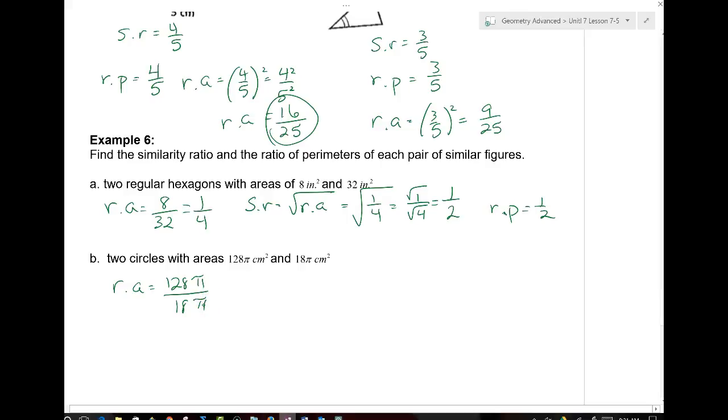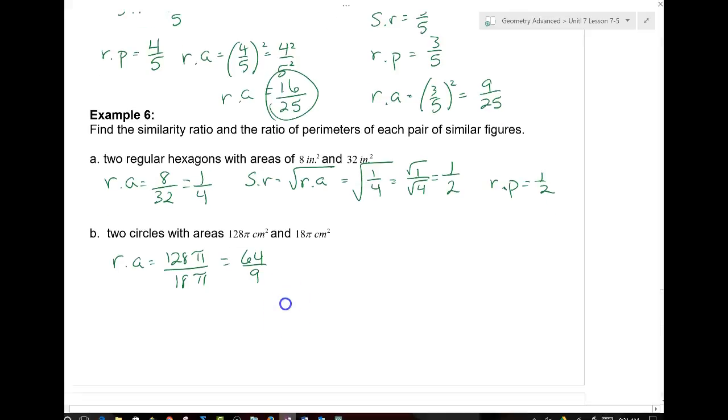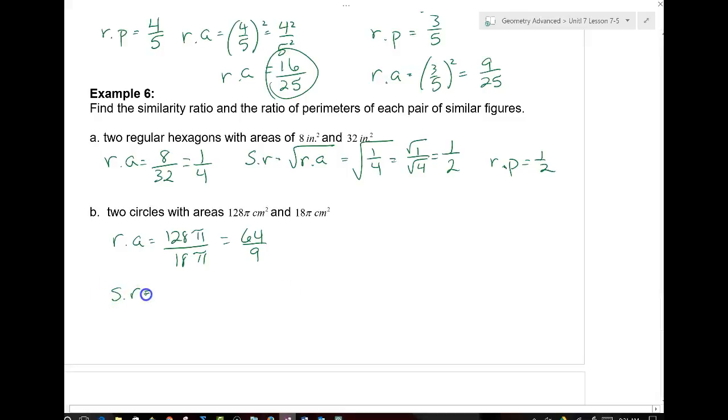All right, guys, what simplifies out? Can the pi's go away? Yeah, they divide out. And then we keep simplifying it, and I end up getting 64/9 as my ratio of areas, because that's what I'm given. Now can I change it to my similarity ratio? Yeah, I know my similarity ratio is just the square root of my ratio of area, right? So can I go the square root of 64 over the square root of 9? Just make sure you do it to both parts. What's the square root of 64? The square root of 9? 3. There's your similarity ratio.